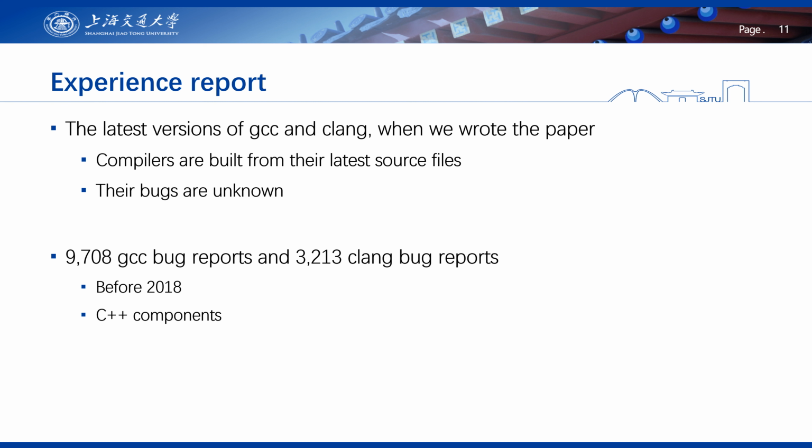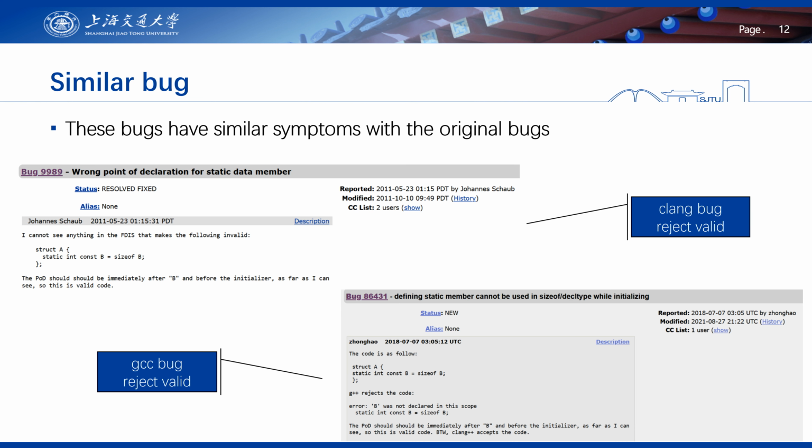My answer is yes. First of all, it is not strange that we found some similar bugs. In this example, the program from a Clang bug report triggers a quite similar bug on GCC. Indeed, when we report this GCC bug, we even copy some sentences from the original Clang bug report.